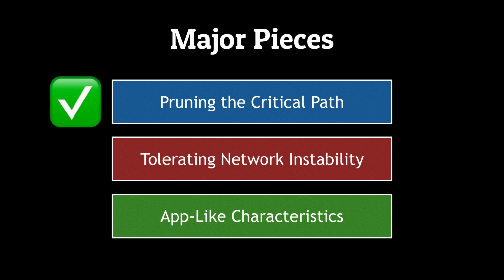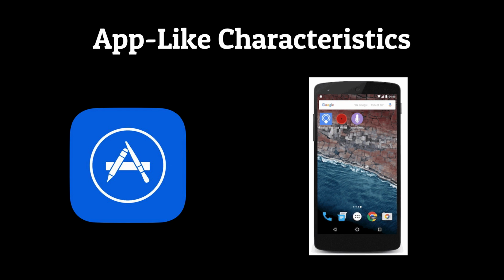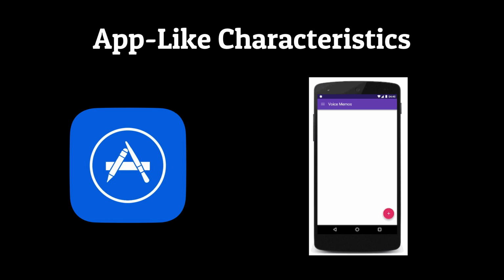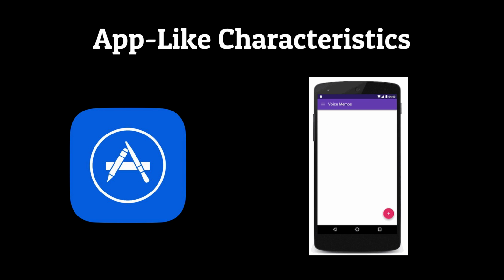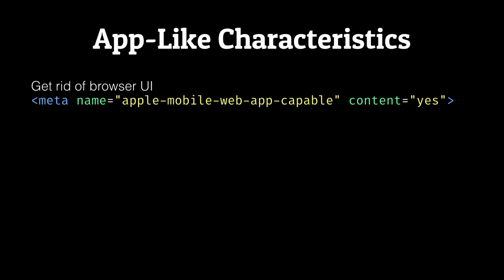So we've looked at two of our three important elements of the progressive web app set of technologies, the last of which is called app-like characteristics. And this is where our web application starts to look and feel like a native app. These characteristics range from home screen icons to splash screens that pop up while the app is booting up, and they're usually accomplished by way of meta tags.